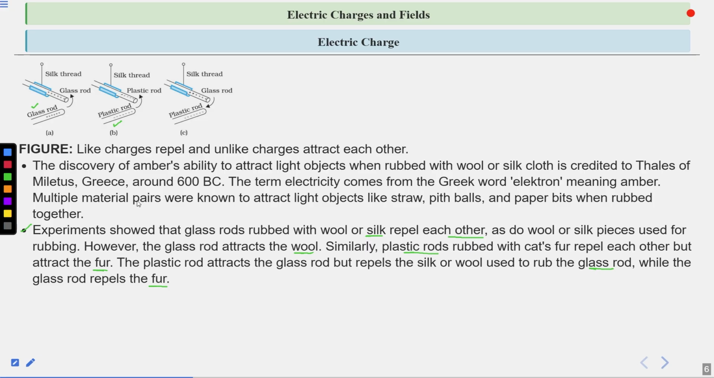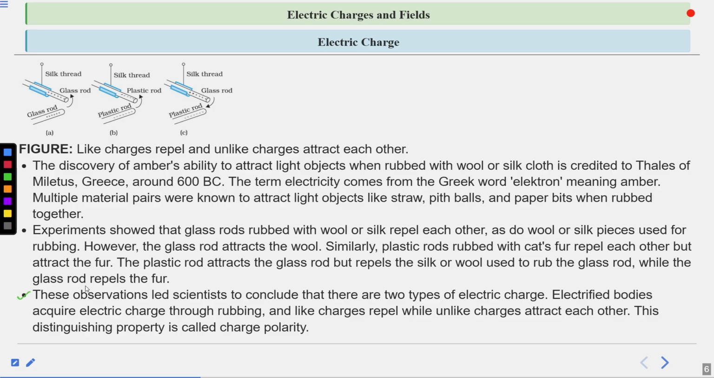The main thing here is this: suppose we have two like charges, then in that case they repel each other. Suppose we have a glass rod with positive charge, and another glass rod with positive charge. When both glass rods come in contact with each other, they repel each other because they are like charges. If we have a plastic rod that acquires negative charge and a glass rod that acquires positive charge, when they come together they attract each other because they are unlike charges. So this is the property of charge. And the experimental phenomenon is that glass rods rubbed with wool or silk repel each other. I hope this is clear.